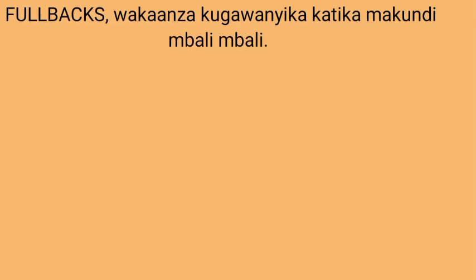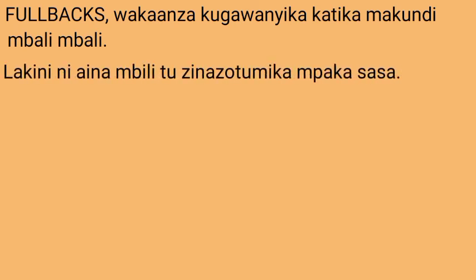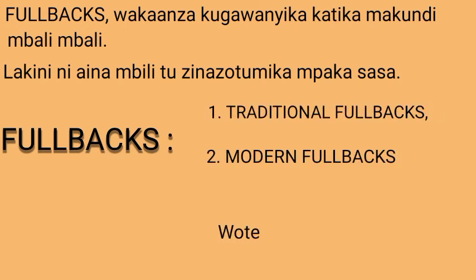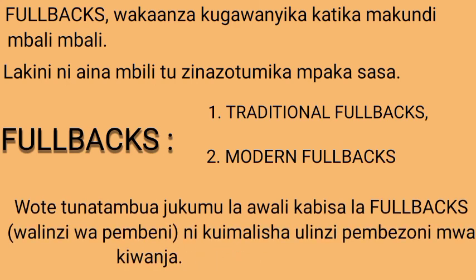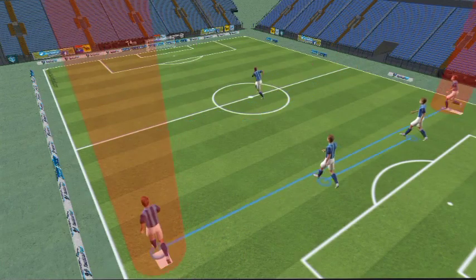Fullbacks began to split up into several types. But only two types of fullbacks still exist until now. Let's have a brief look at these two types of fullbacks, which are traditional fullbacks and modern fullbacks. As we both know, the primary role of all fullbacks is to provide the bulk of defensive support on the flanks of the field. As for traditional fullbacks, their primary task remained the same, to provide bulk defensive support on the flank of the field.